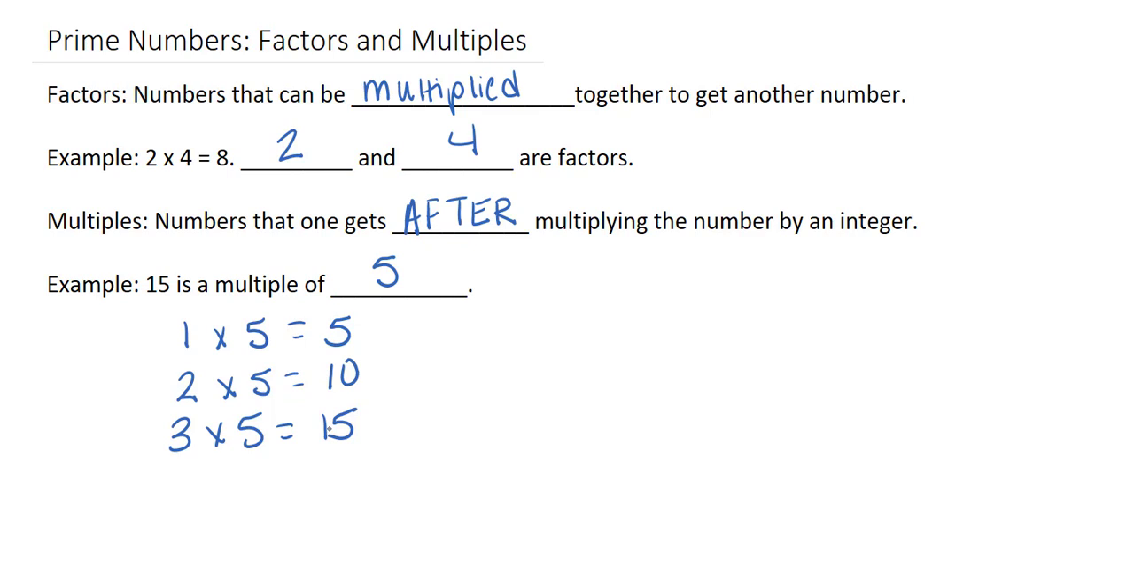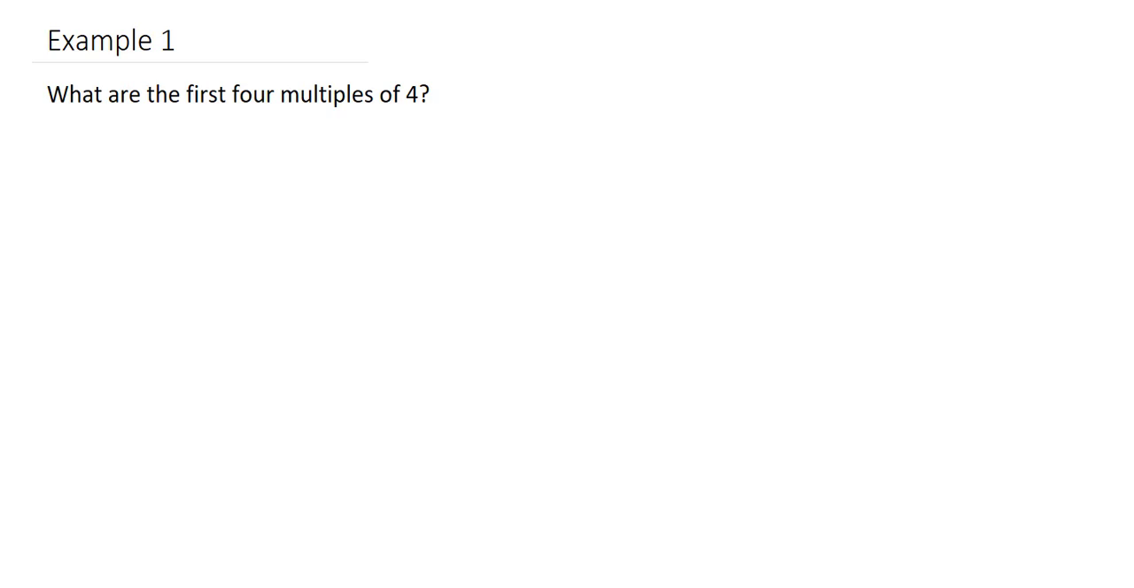So now let's do some examples. Example 1. What are the first 4 multiples of 4? Well, we know we're multiplying 4 by an integer. We're just going to increase it from 1 through 4. So we can go 1, 2, 3, 4. We're just going to put that in a column. Then each number is going to be multiplied by 4.